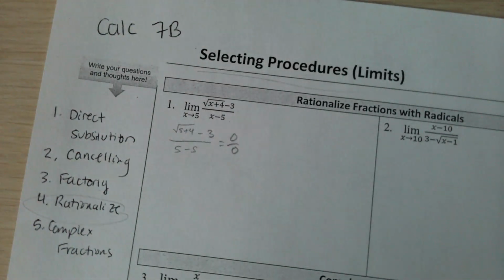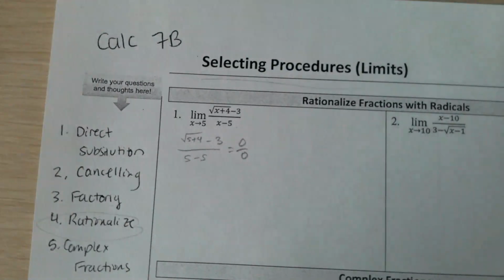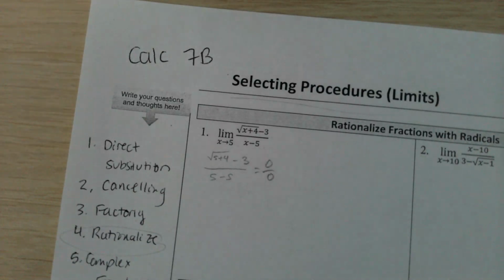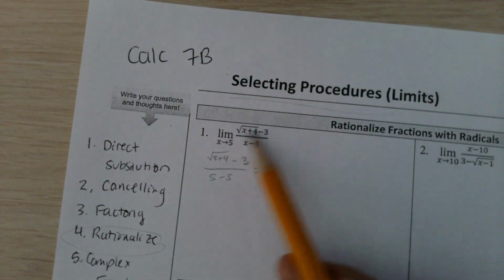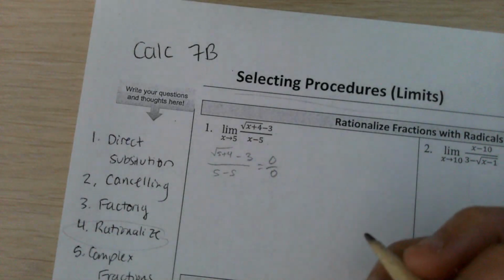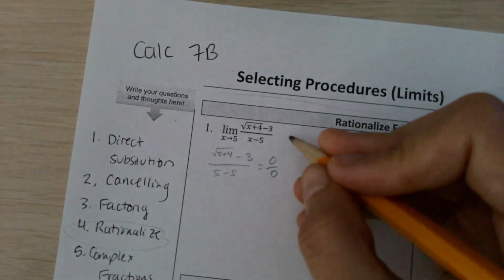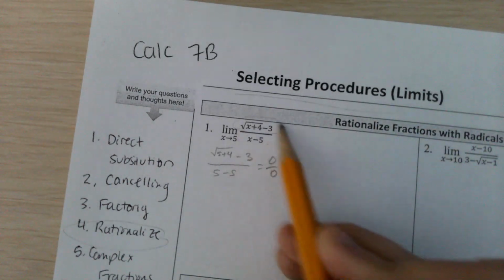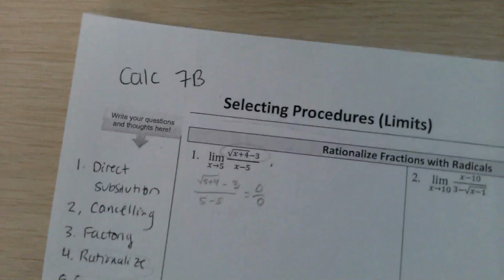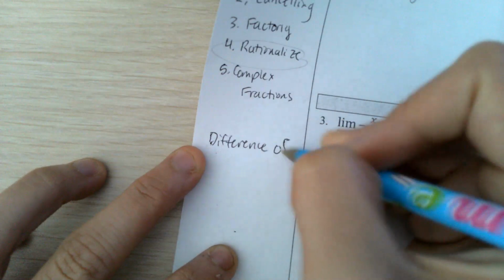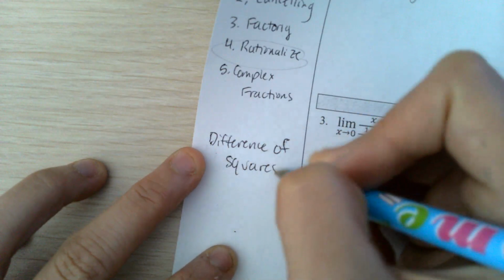And this hopefully is a review, but if not, it is a vocab term. To rationalize something, to get rid of the rational number, the square root, we have to multiply by 1, using the identity property of 1. And we have to do the conjugate. So if you remember difference of squares, you're going to use this trick a lot.